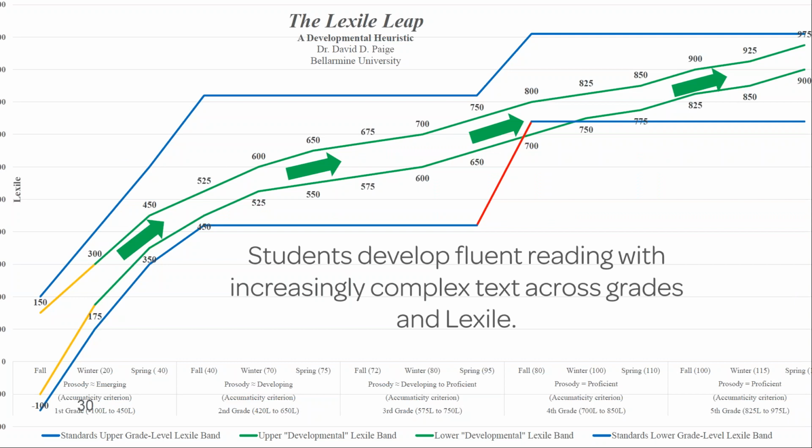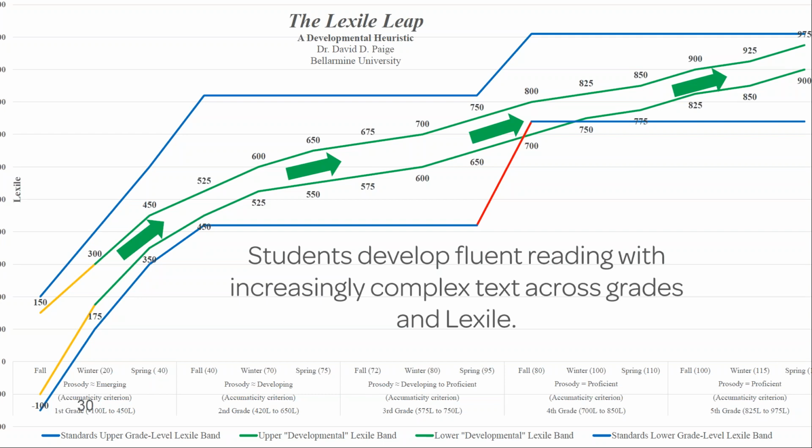So this heuristic or model that I'm showing you is something that I designed called the Lexile Leap. When I was putting this together, I got really interested in the Common Core. You're probably familiar that the Common Core has Lexile grade bands that they put out. Well, the blue lines on this chart represent the grade bands by Lexile.